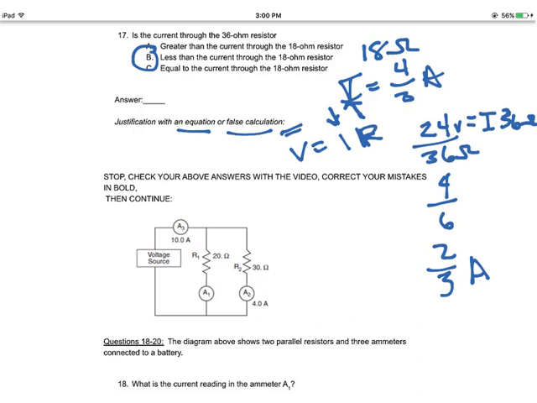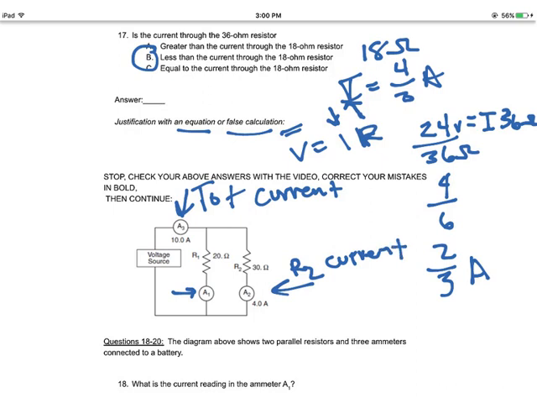So 18, the diagram shows 2 parallel resistors and 3 ammeters. So this ammeter measures the total current, and this is just the current in resistor 1, and this is just the current in resistor 2. So this is the resistor 2 current, and this is the resistor 1 current.